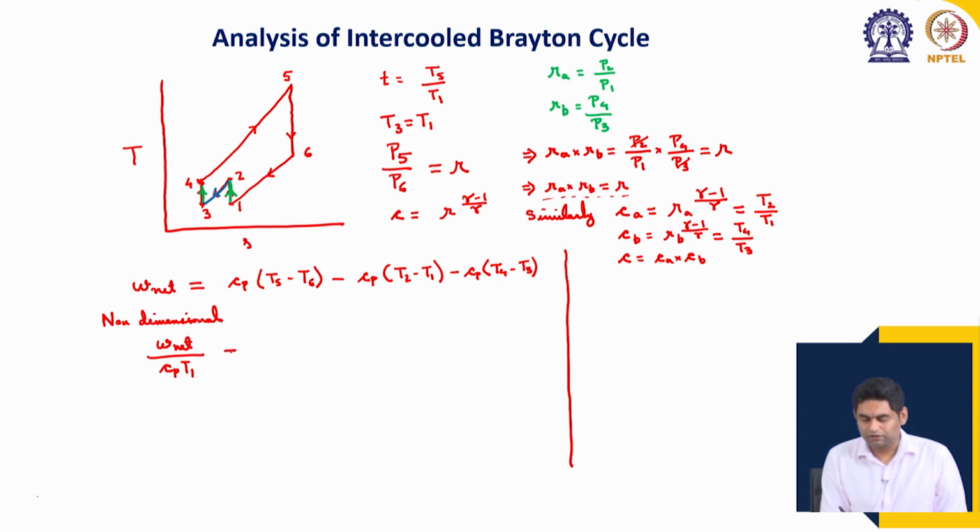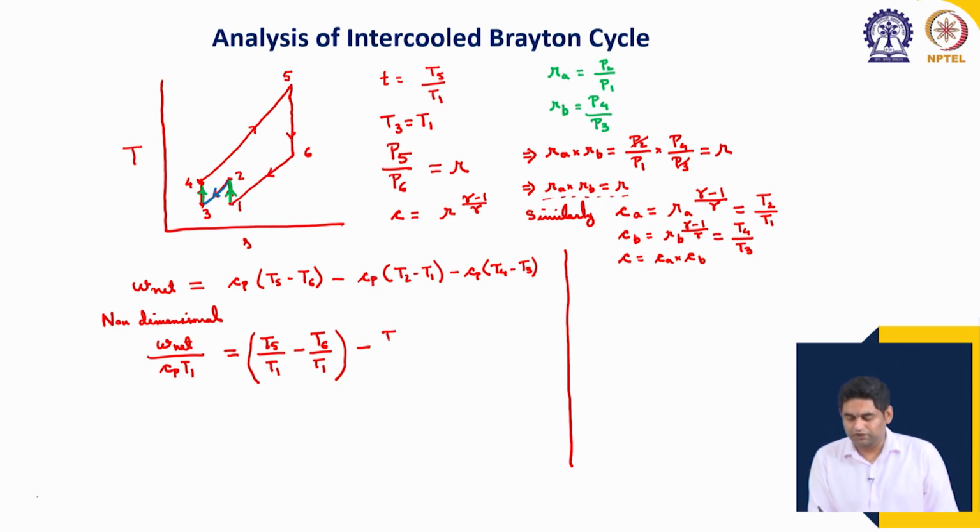We obtain, so Cp gets cancelled, we obtain T5 by T1 minus T6 by T1 minus T2 by T1 minus 1 within bracket minus T4 by T1 minus T3 by T1 within bracket again.